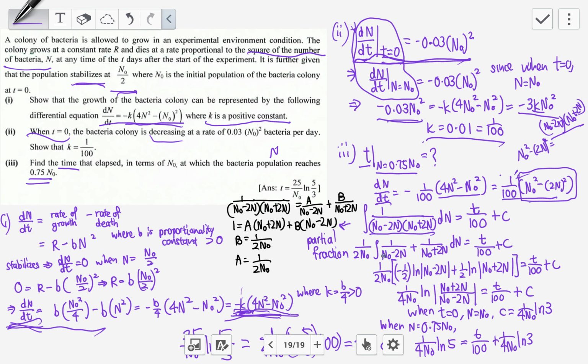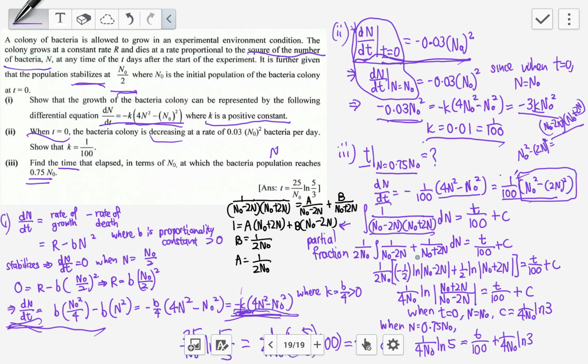Then when we integrate this, it's minus half ln of N0 minus 2N. To integrate this kind of expression, we make sure that the numerator is the derivative of the denominator. The derivative of the denominator is minus 2, so I need the top to be minus 2. To make the top minus 2, I multiply by a minus half outside of the integral, which explains why there's this minus half. And then ln, we just take ln of the denominator.